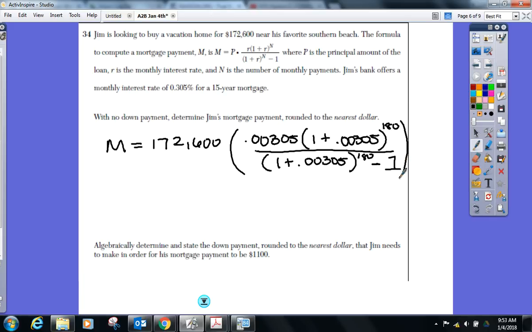And I don't want to hear, oh, that looks so tough. We have calculators that have fraction templates on them. You can literally type in your screen right now the way we just wrote it. We can type it in as is. So please practice that right now and see if we all get the same mortgage payment to the nearest dollar.